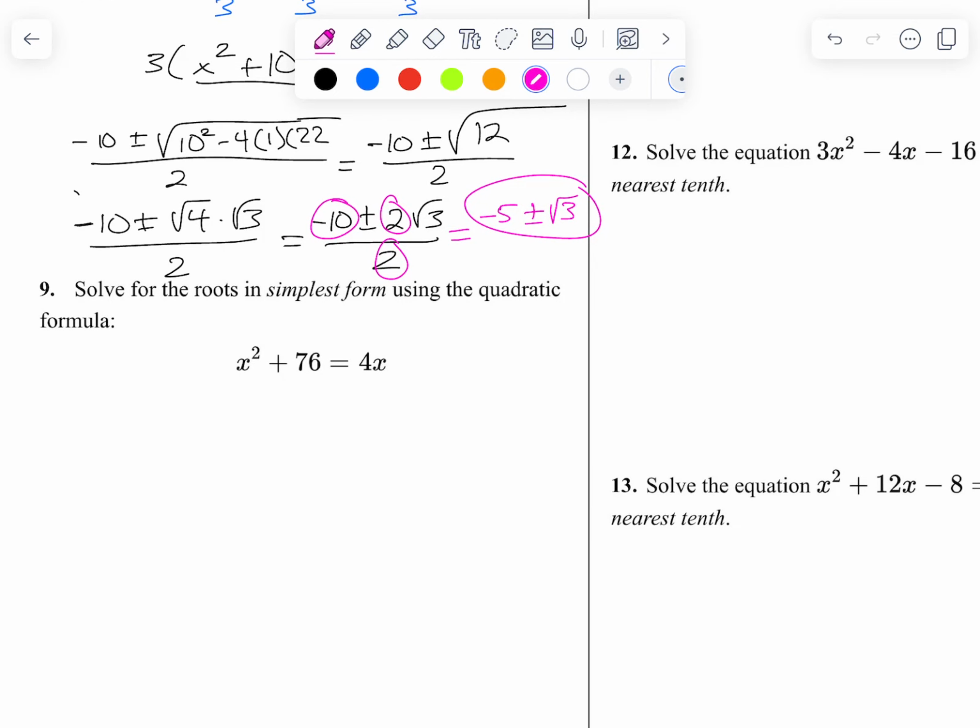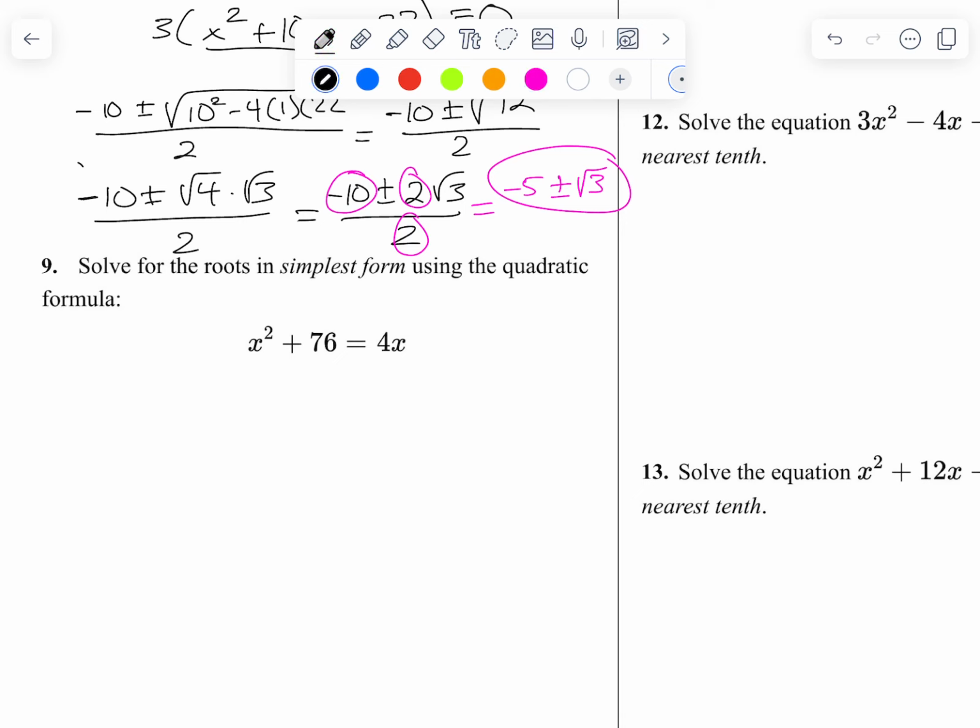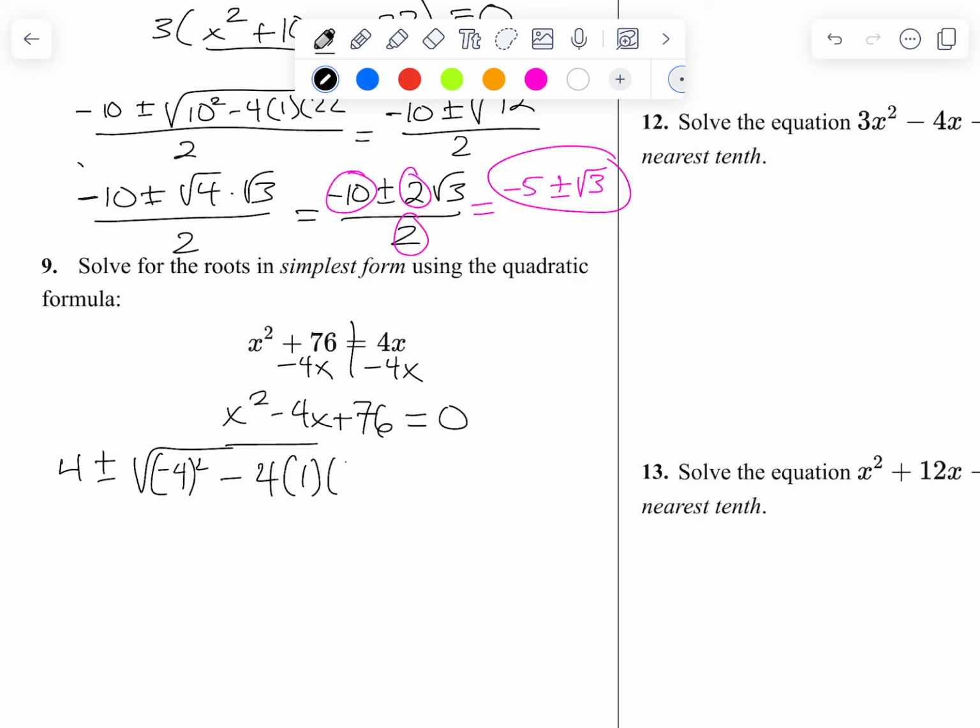I want to rewrite this in simplest form. Again, you got to set it equal to 0, so minus 4x on both sides. I get x squared minus 4x plus 76 equals 0. Negative 4 is positive 4, plus or minus negative 4 squared minus 4 times 1 times 76 all over 2. This is 4 plus or minus, and I can put this in a calculator if I want. I don't have to do this.